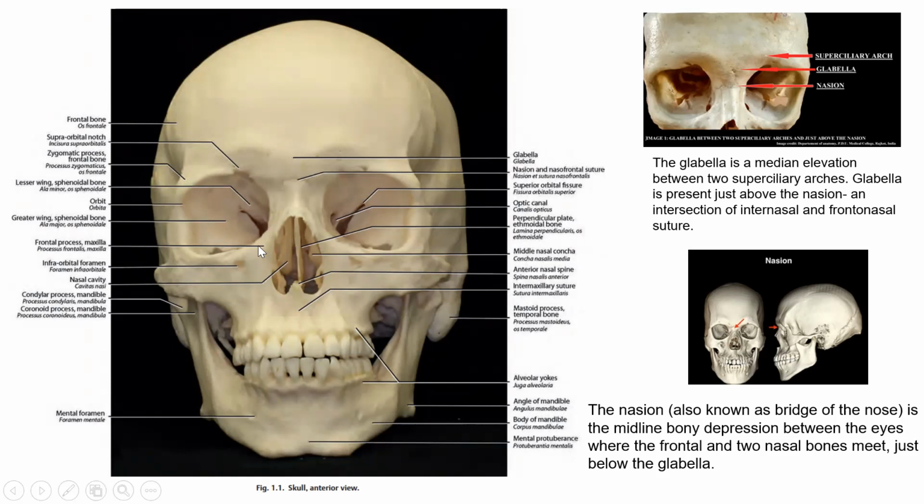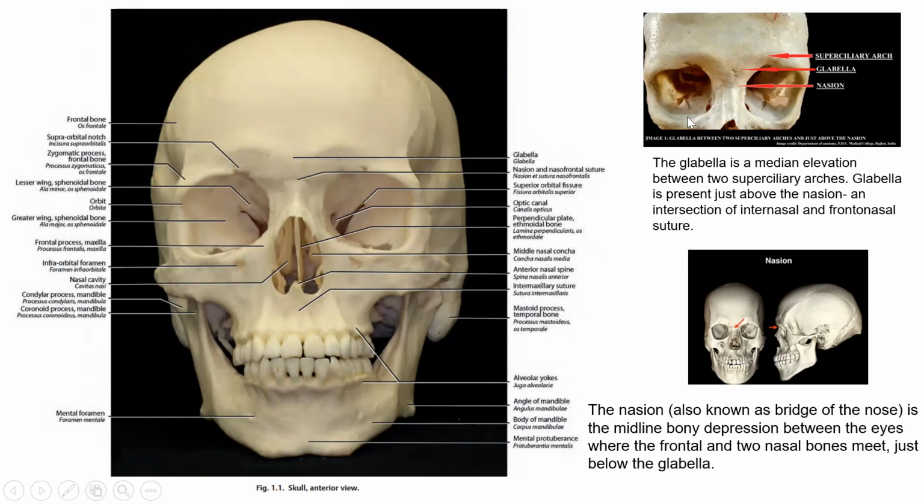And obviously this is the maxilla bone, and this is the frontal process of the maxilla. These are the coronoid processes of the mandible that you can see over here. This is obviously the mandible. These are the mental foramina. This is the body of the mandible. This sharp edge is the angle of the mandible. You can see this corner, very prominent over here. And coming to the nose, this is the anterior nasal spine. This is the middle nasal concha, and this is the perpendicular plate of the ethmoid bone.